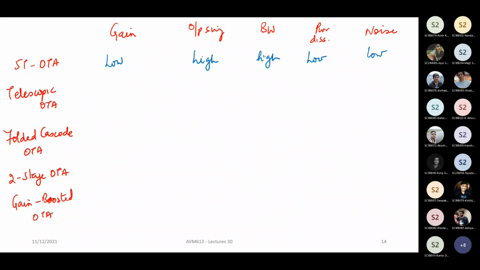Now, when you talk about a telescopic OTA, compared to the other things we can say that this has a medium to high gain, whereas the output swing is low. The bandwidth is also low, or we can say medium, because compared to other things it is low. Power dissipation is also low because you only have one I-tail source. And noise is also low because all the cascoding transistors do not contribute to noise. It's pretty much equal to your 5 transistor OTA.